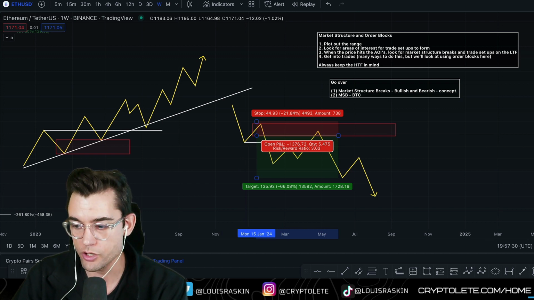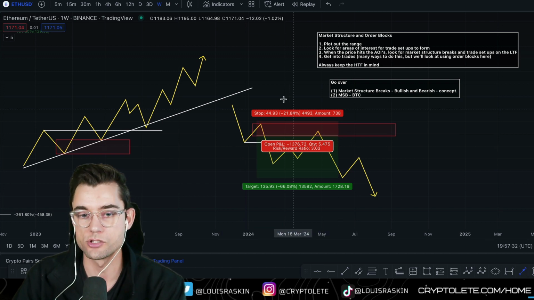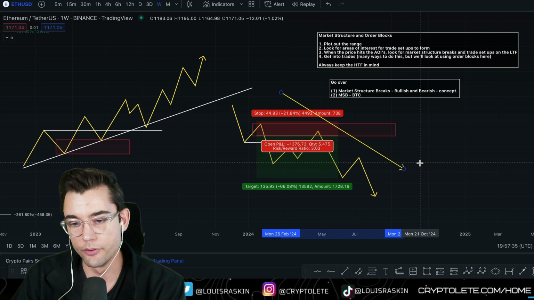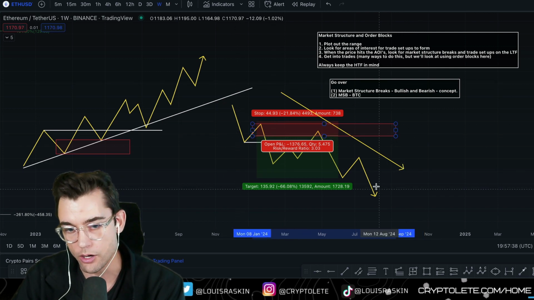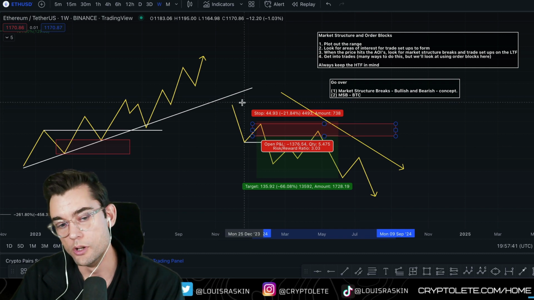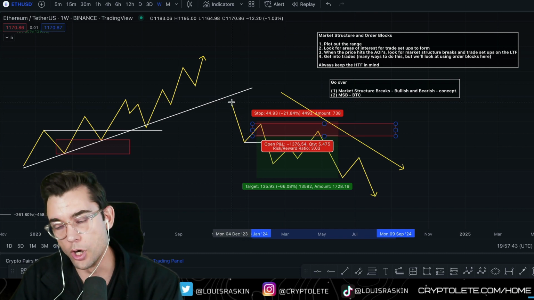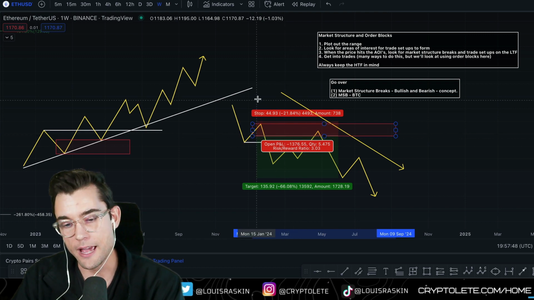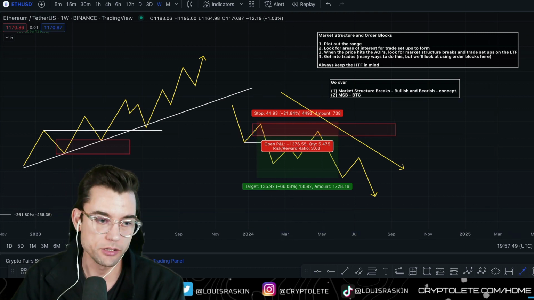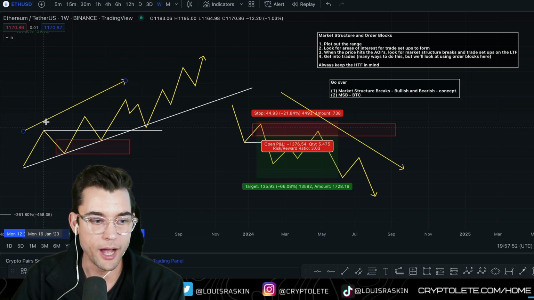Order blocks, market structure, this type of trading is trend trading. So you're looking for the trend originally, and you could see, oh, okay, the trend is moving down. So you want to go with the trend. You want to make sure that you put a short position in and go with the trend. And obviously when the trend is going up, you say, oh, I see that the trend is going up.